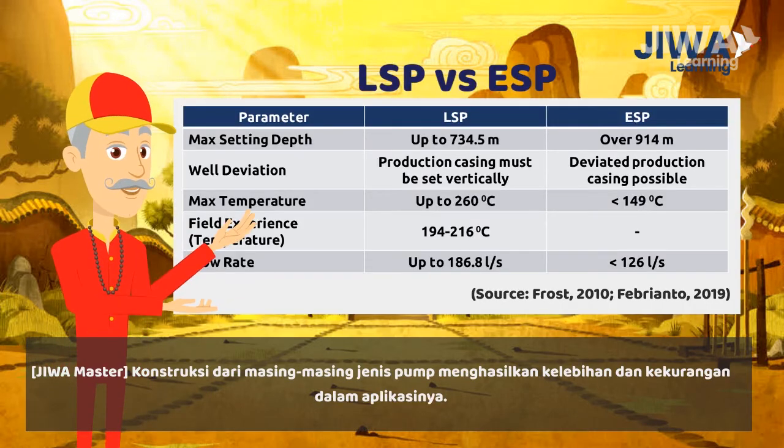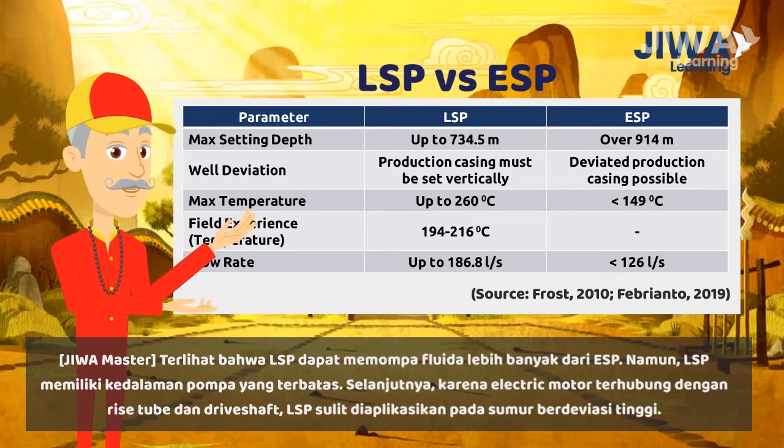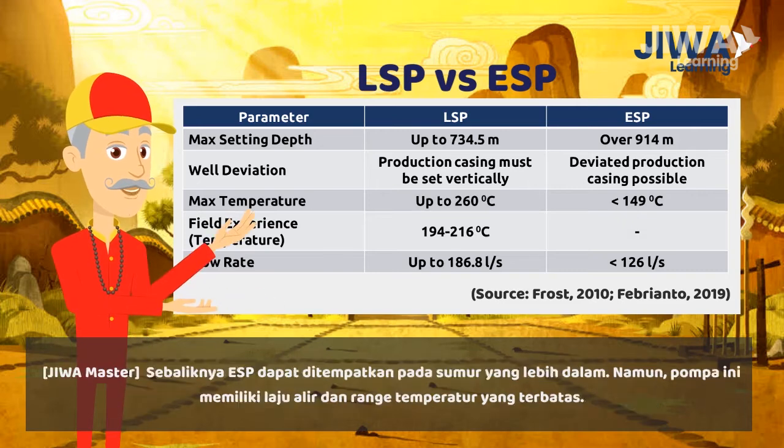The construction of each pump gives advantages and disadvantages in its application. It is clearly shown that LSP can lift more fluid than ESP. However, LSP has limited setting depth. In addition, because the electric motor is connected by a rise tube and drive shaft, it is difficult to apply in highly deviated wells. Conversely, ESP can be placed at a deeper setting depth. However, this pump has limited flow rate and range of temperature.